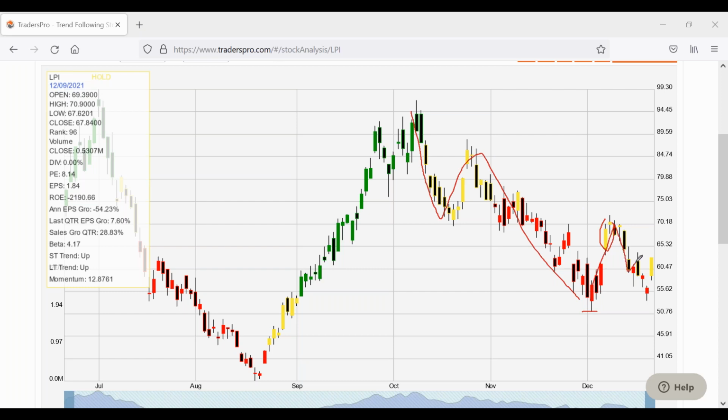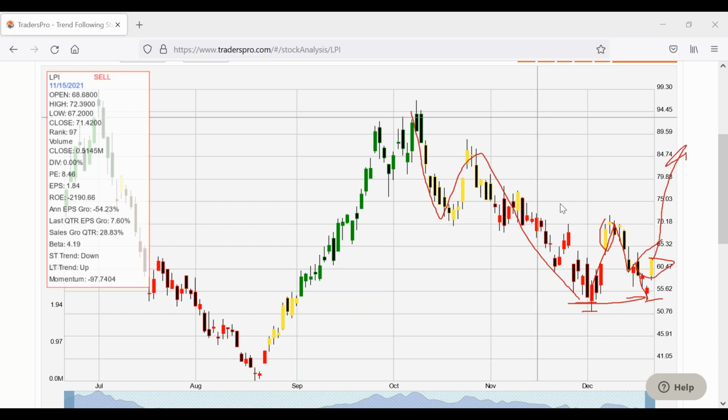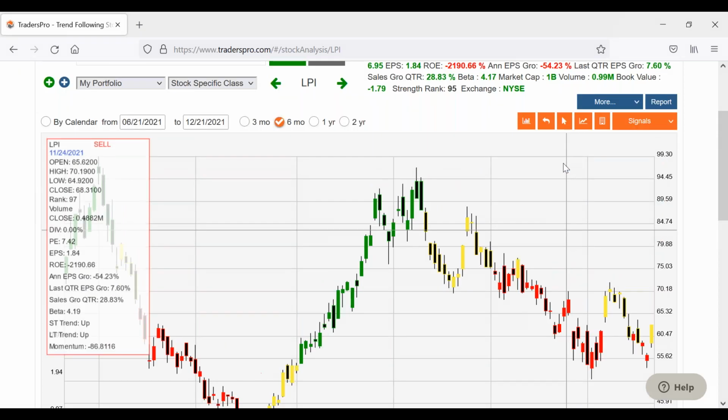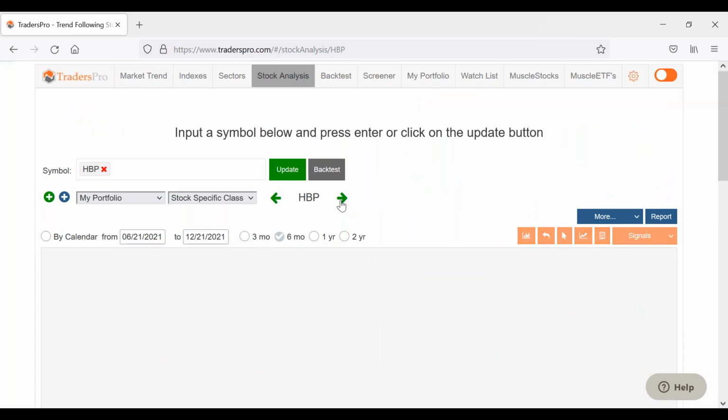This is the first move up. This is the smaller, little deep pullback right here, double bottom, starting to move up again. We'll see. But we didn't stop out of that one, so I'm still in it, and hopefully it pays off.